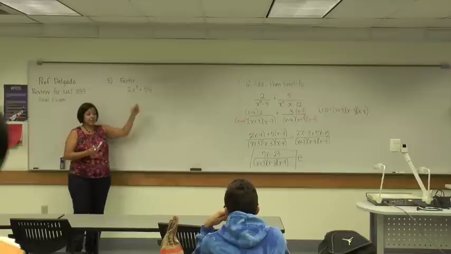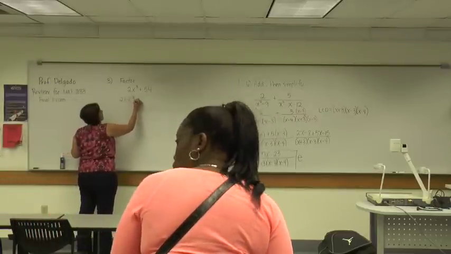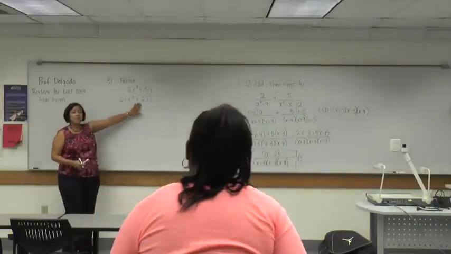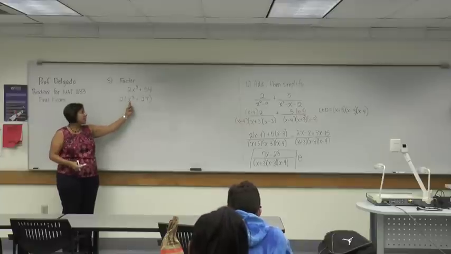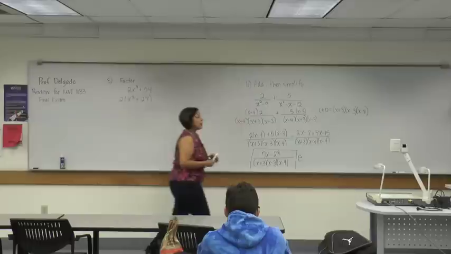A 2, right? So if we factor out a 2, we're left with x cubed plus 27. And now we have a sum of cubes. This is clearly a perfect cube, and 27 is 3 cubed.